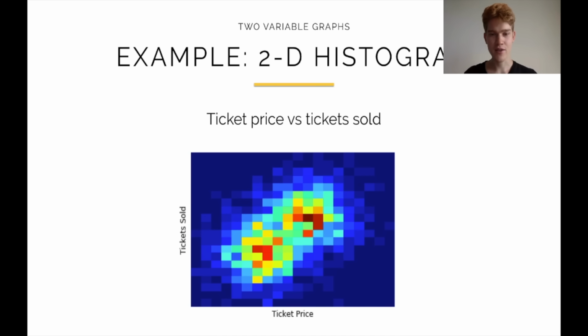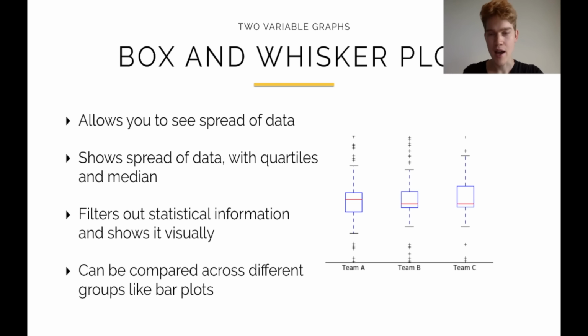So a lot of these graphs, they're great to know. And once you're in the moment, then it's much easier for you to pick out which graph would be best representative. Finally, the last graph that we're going to look at is going to be a box and whisker plot.